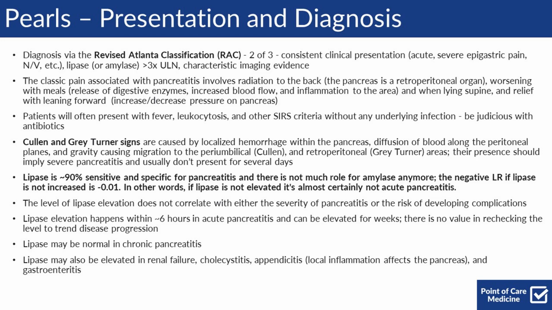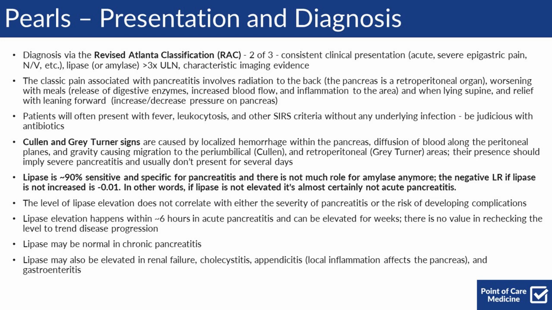Patients will often present with fever, leukocytosis, and other SIRS criteria without any underlying infection, so be judicious with antibiotics. Cullen and Gray-Turner signs are caused by localized hemorrhage within the pancreas, diffusion of blood along the peritoneal planes, and gravity causing migration to the periumbilical and retroperitoneal areas. Their presence should imply severe pancreatitis and usually don't present for several days.